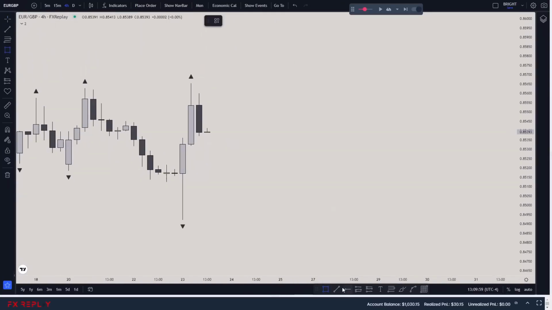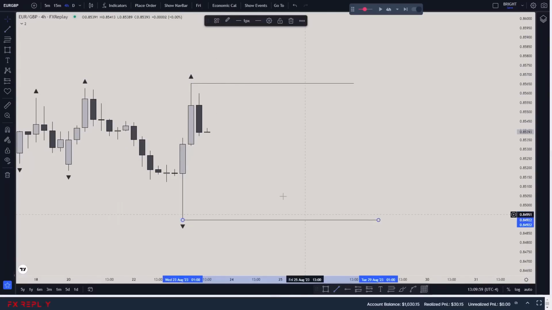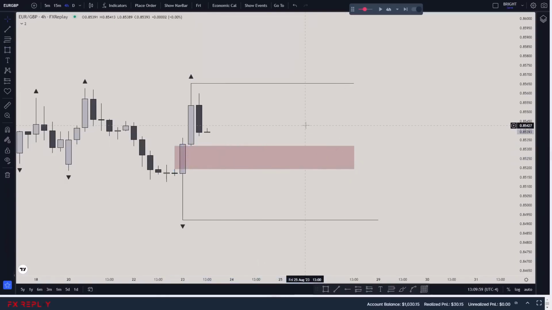Now we have this high right here and we have this low. And because this low is too far, we can keep an eye at this fair value gap also, if there is a sweep inside of this fair value gap. So there is nothing as of now.